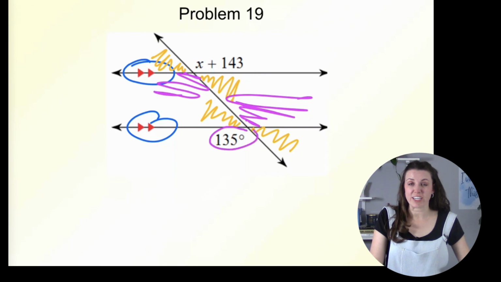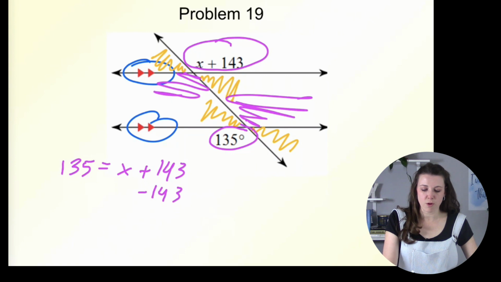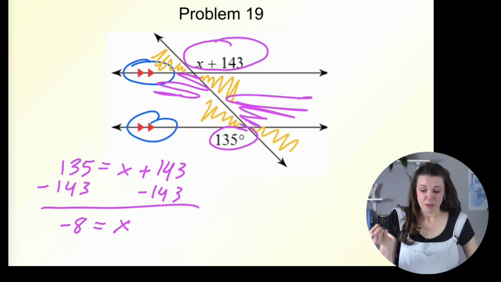So our 135 degrees is the same value as x plus 143. So to solve for x, I'm just going to go 135 equals x plus 143. And now I just need to solve for x. So I'm going to subtract 143 from both sides. And I am going to get negative 8 equals x. Now, an angle itself can't be negative. But it's not. It's 135 degrees, right? But in this case, the x is negative, which is fine as long as the angle itself is not negative.